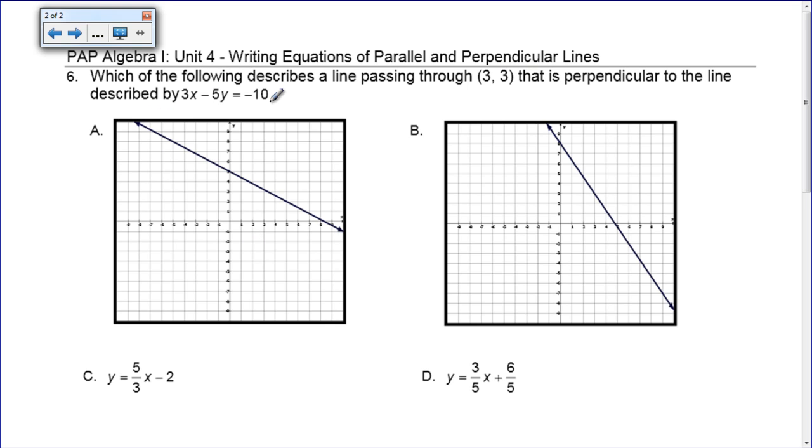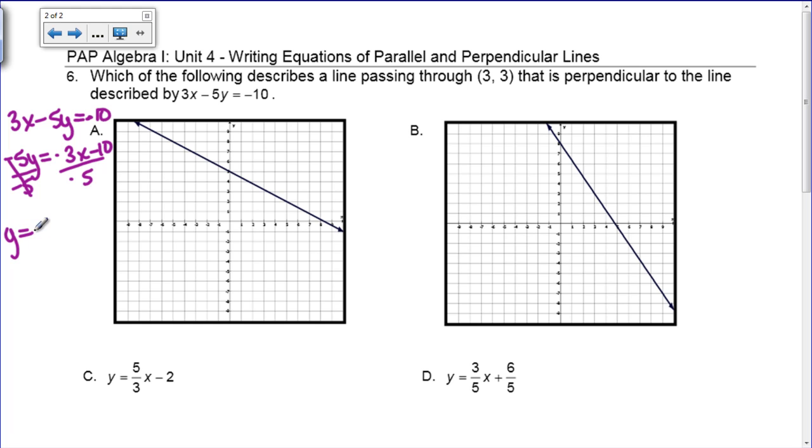Well, the first thing you need to do is get this so it is y equals so you can find your slope. So we're going to do that. I'll do it right here, 3x minus 5y equals -10. I want y by itself, so I'm going to subtract 3x. So I have -5y equals -3x minus 10. And I'm going to have to divide everything by -5. So I get y equals -3 and -5 make a positive 3 over 5 because the negatives cancel. And then -10 divided by -5 is positive 2.